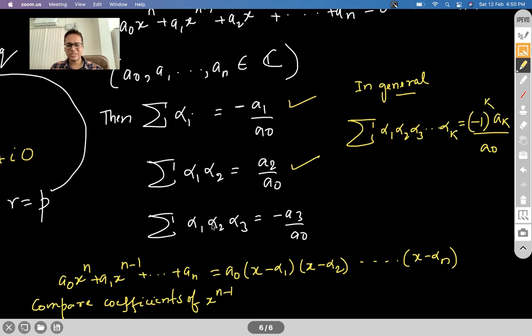Is it fine? Any questions? So please note this down. In class 10th, you would have already used this relation for cubic and quadratic equations, but most of you would not know that this is true in general, actually. So it could be used for any polynomial equation in general. Is it fine? Any questions, any concerns?